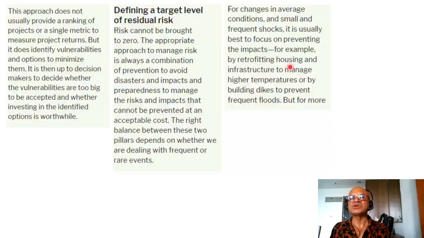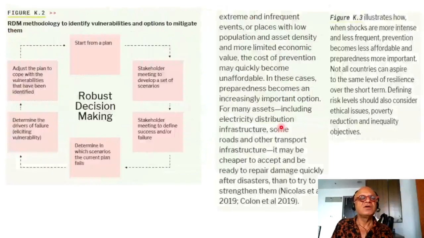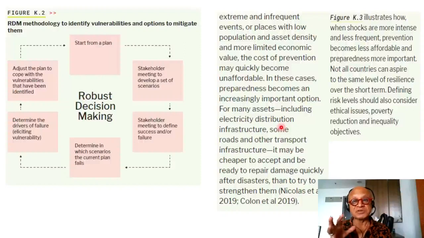For changes in average conditions and small and frequent shocks, it's usually best to focus on preventing the impacts, for example, by retrofitting housing and infrastructure to manage higher temperatures, or by building dikes to prevent floods, like the sea wall that I mentioned. But for the more extreme and infrequent events or places with low population and asset density or more limited economic value, you are deciding on people's protections for the future based on their economic value in some sense. The cost of prevention may quickly become unaffordable.